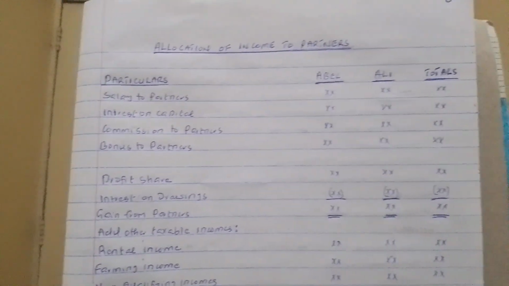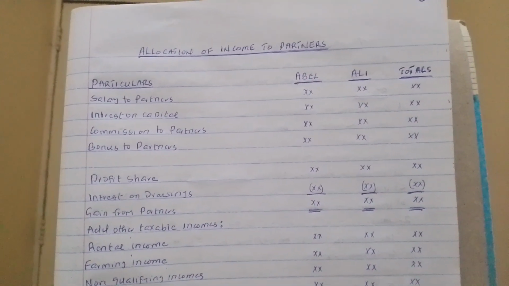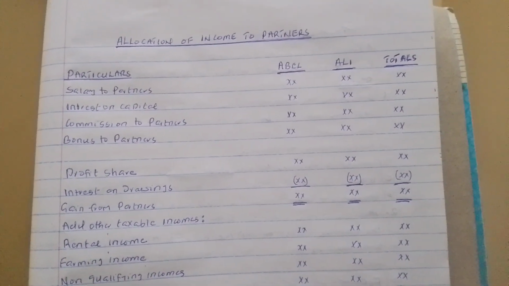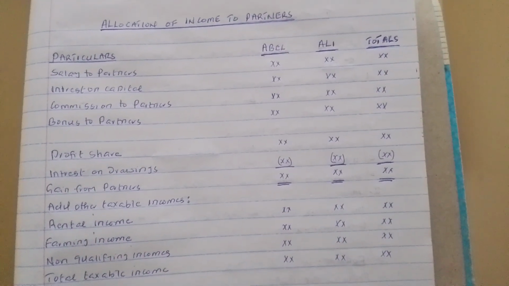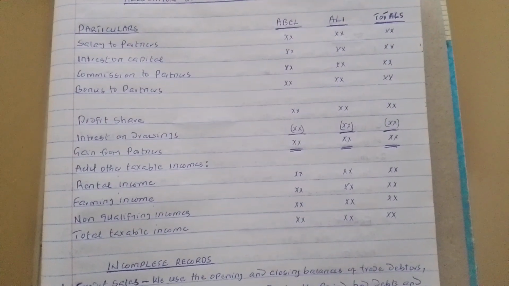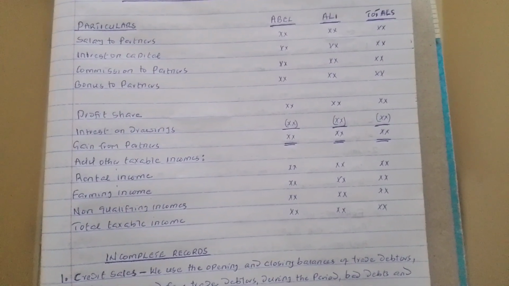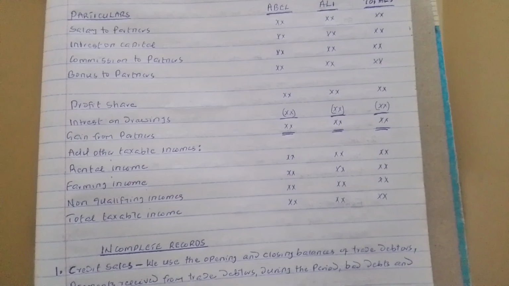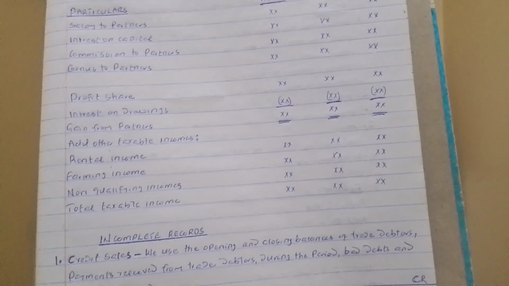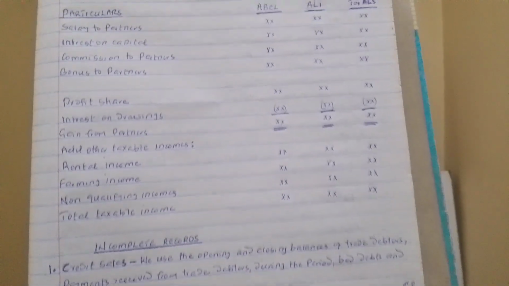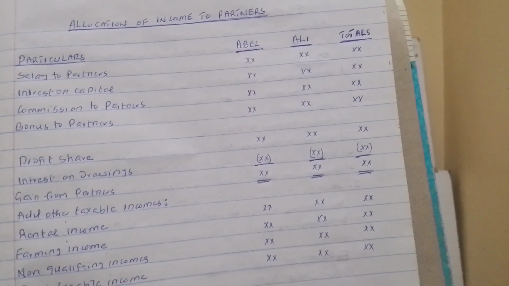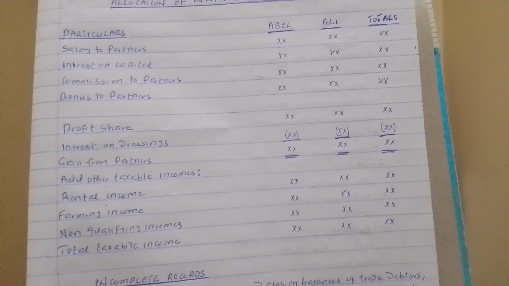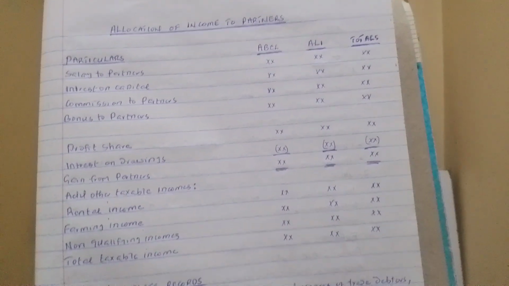You can see how the format looks like. You'll be taking particulars: salary to partners, interest on capital, commission to partners or bonus to partners, then profit share, interest on drawings, gain from partners, and other taxable incomes like rental income, farming income, non-qualifying incomes, and you get the taxable income. So that is a distribution schedule. It's just a format that I've tried to prepare for you if you do not have one.